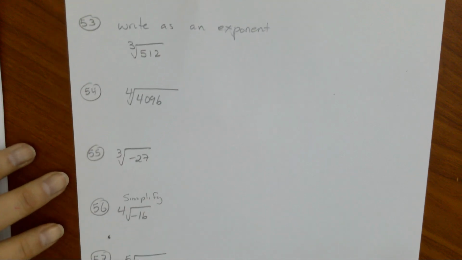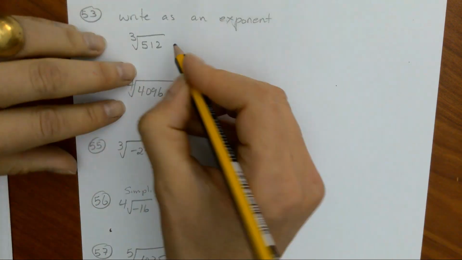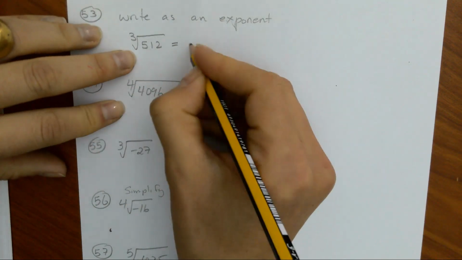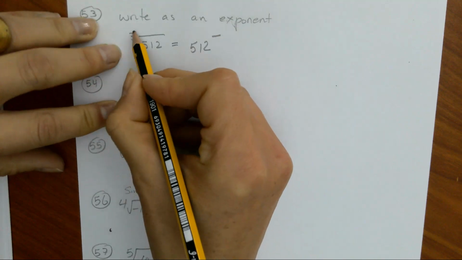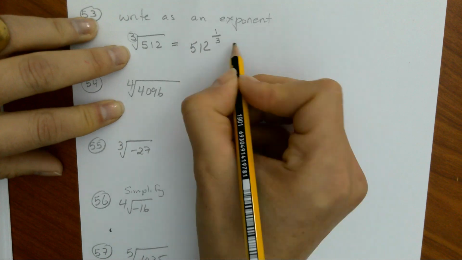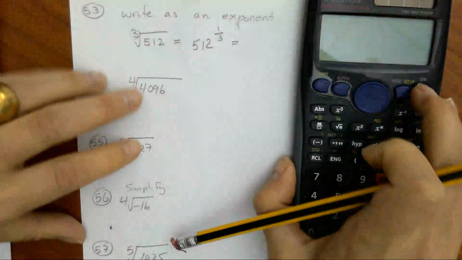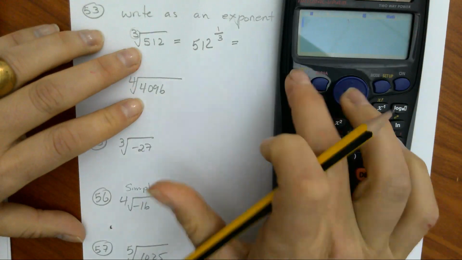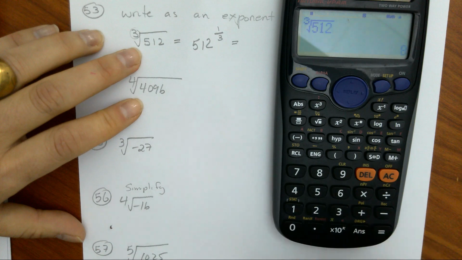Alright, so write as an exponent, and then we have to give the answer. So I know it's going to be a fraction because there's a radical sign. This number goes in the bottom, and if there's no power, I just write a 1. Okay, and here, if we want the answer, I can just go the third root of 512, which is 8.